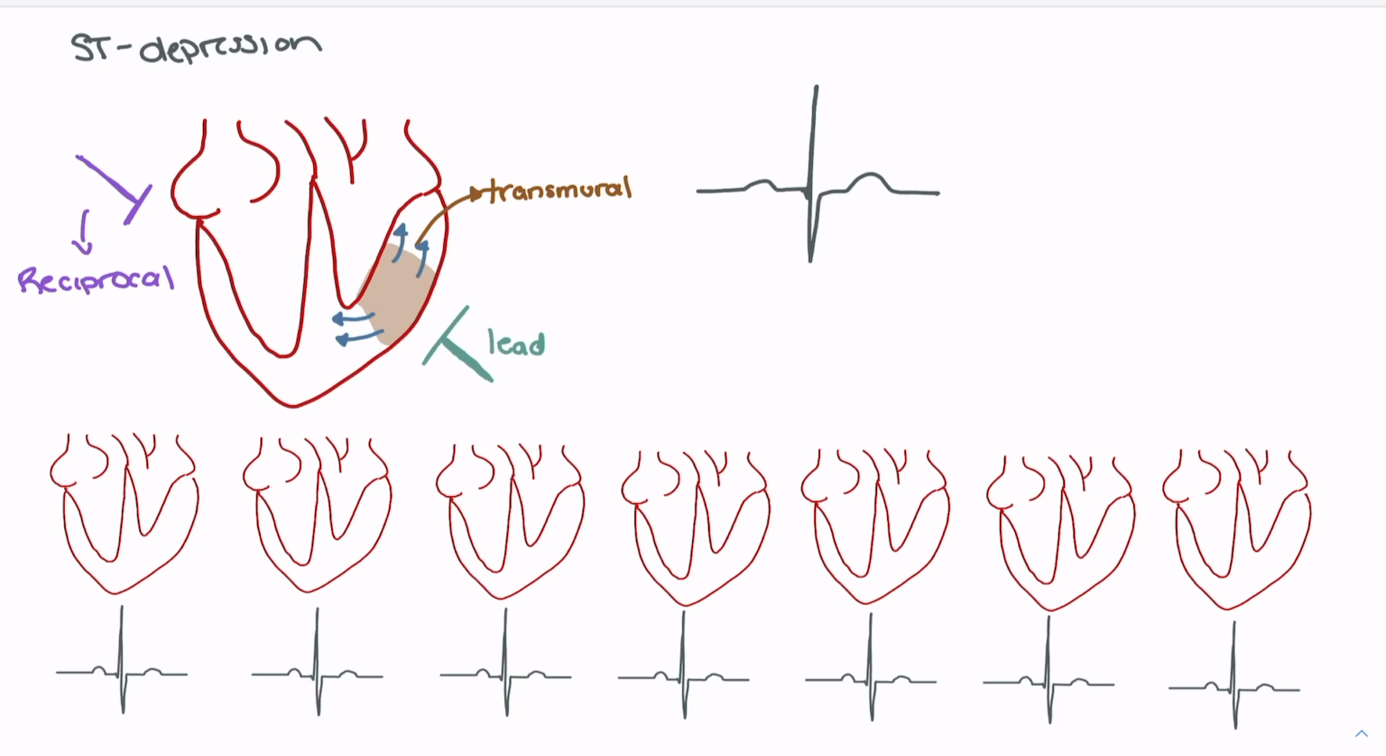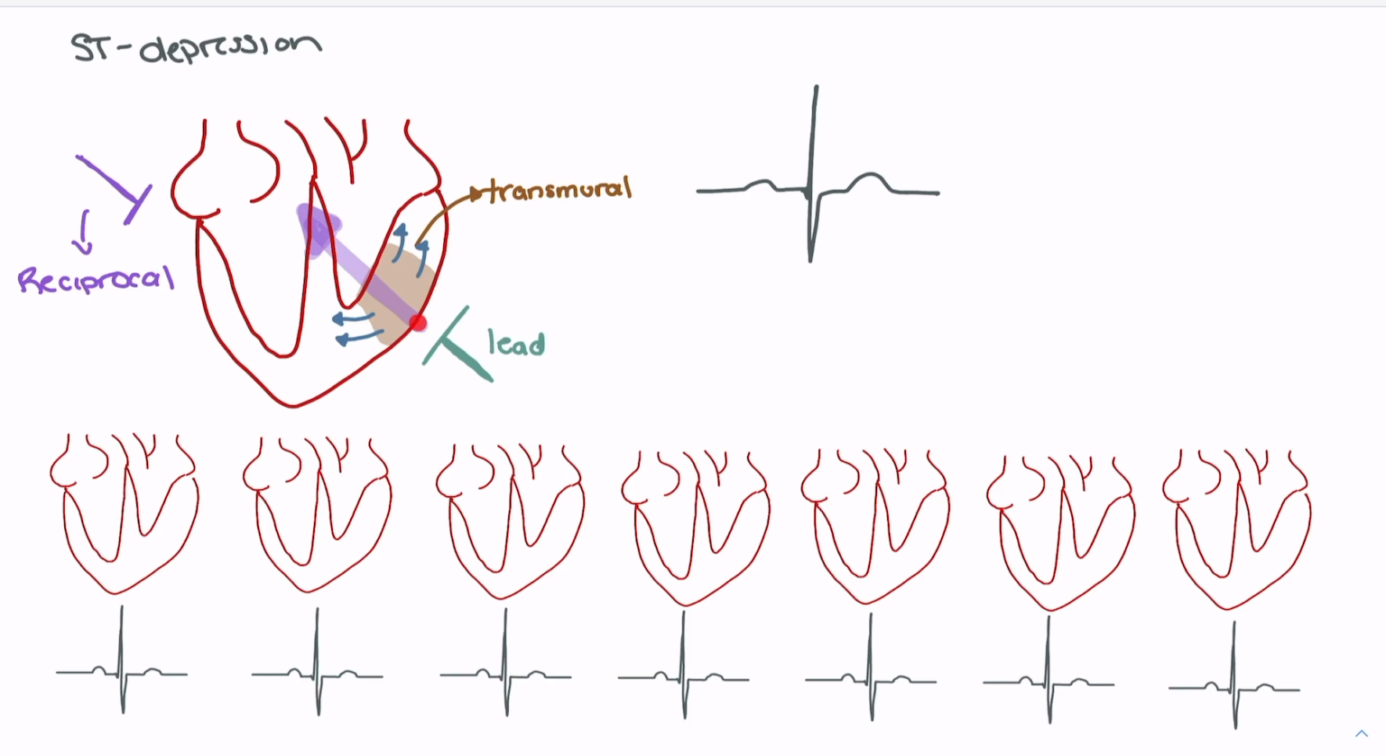So we know that the net movement, or our vector of movement, is away from this lead. That's what's causing the ST elevation that we see in our 12 lead ECG. Now, what's interesting about this is we just spent a whole bunch of time talking about how this net movement away from our lead leads to a lowering baseline and will eventually lead to ST elevation. So if we look at a reciprocal lead, we should expect the opposite.